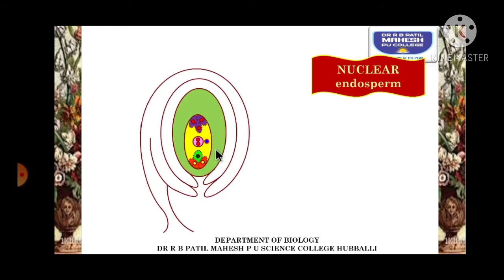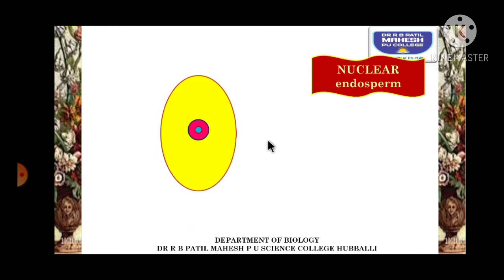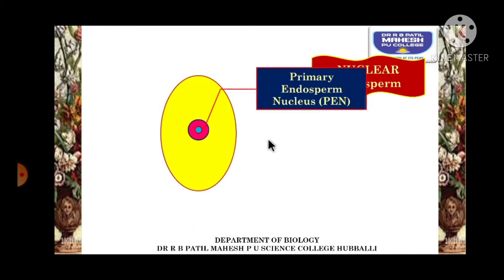See, this is an ovule having an embryo sac with a male gamete, the second male gamete. So we have understood that the second male gamete will fuse with the secondary nucleus and results in the formation of what? PEN. What is the meaning? Primary endosperm nucleus. Correct.